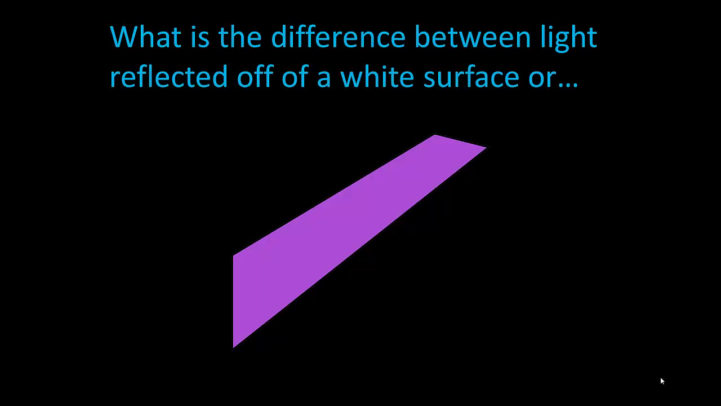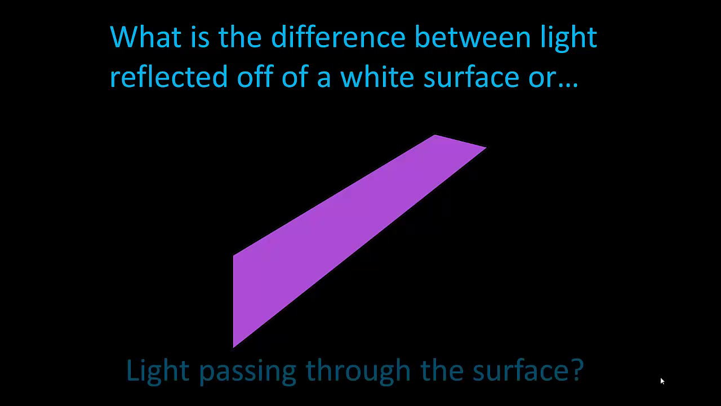So we don't care if the surface is a light source, if the light's coming from behind, coming through an aperture that has a diffuser to scatter the light, or the light is coming from the front of the rectangle and reflecting off of the surface to give you a lit plane. To your eye, what is the difference between light reflected off of a white surface or light passing through the surface? There is a difference in reality, but not in perception.